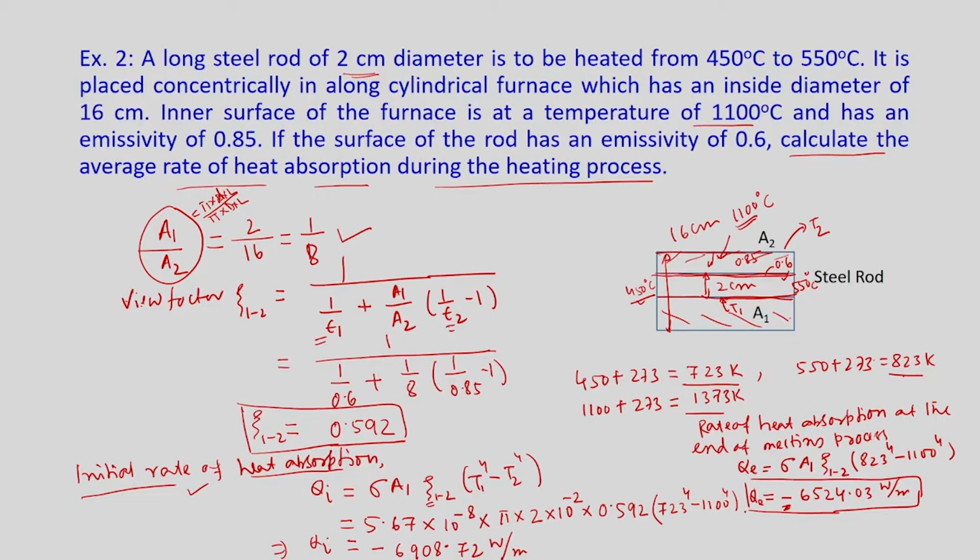We want the average rate of heat absorption. So what will be the average rate of heat absorption? Average Q, if we write, will be Qi plus Qe divided by 2, which is nothing but 6716.37 watt per meter. So the average heat absorption during the melting process will be 6716.37. No need to put the negative sign here, because this much heat is absorbed in the melting process. So this is an example of how to calculate the rate of heat transfer between two bodies, and we also learn how to use this view factor.